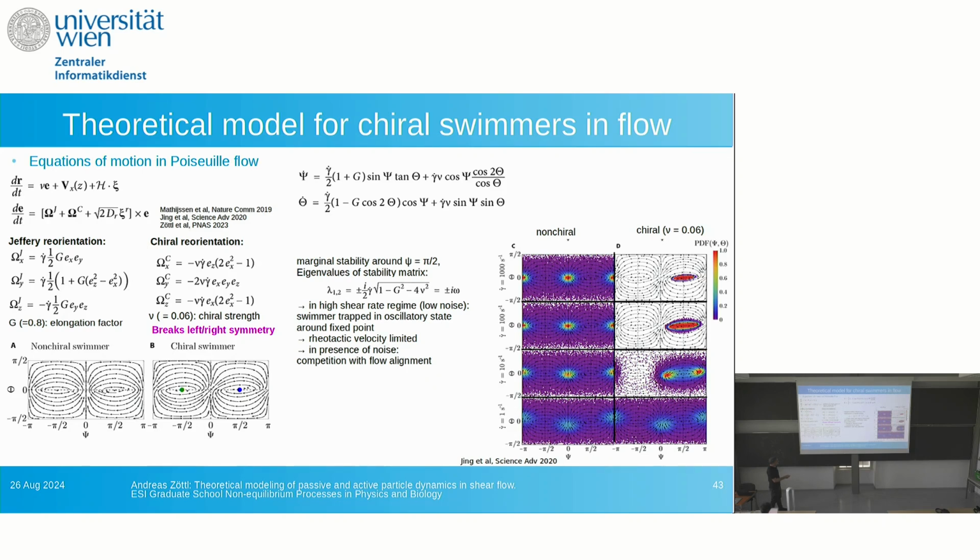But when you go down with the shear rate, there is a competition. You can jump around in this space due to noise, and then this single peak will go to a double peak, and eventually you will be back in the case where you don't see the chirality anymore, at very low shear rate. And this all fits very nicely together.